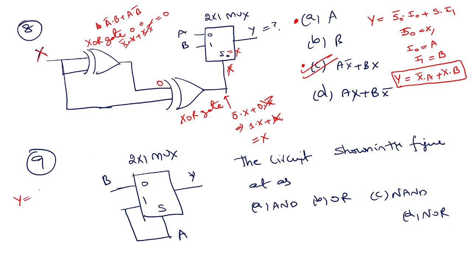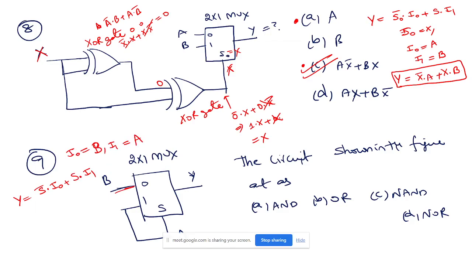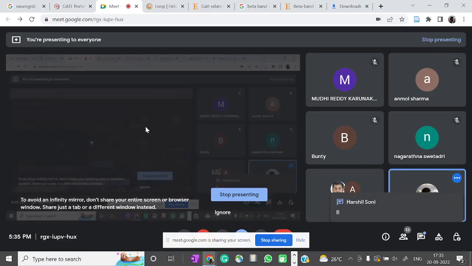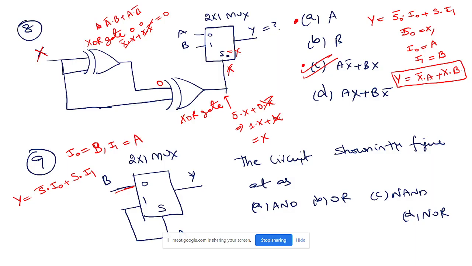Again, I am writing S complement I0 plus S into I1. What is I0? Sorry, I0 is B, the input connected to this, right? I0 is B. Oh, sorry. I1 is A, and let me hide this. S is A. So Y is A complement.